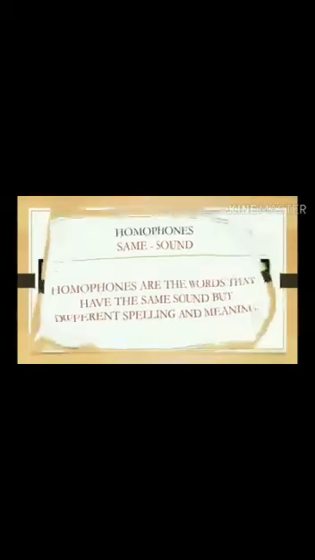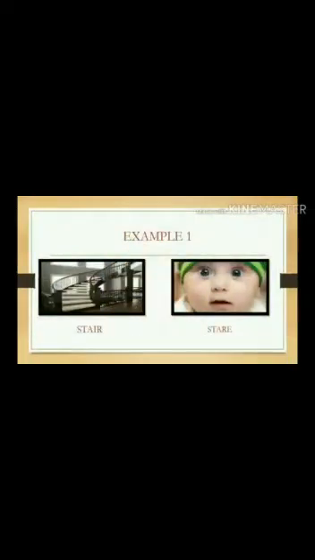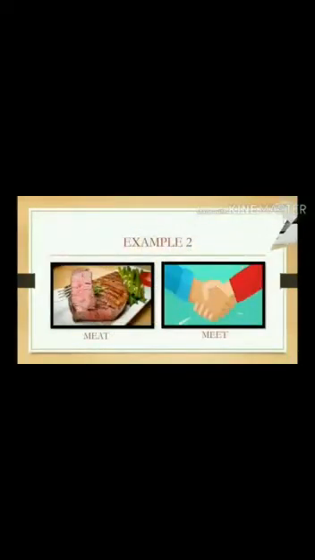So I have some examples with me. Example 1. On the left hand side, I have stair. Stair means a series of steps that lead us to the next level. On the right, I have stare. Stare means to look at something fixedly. Moving on with the next example. Example 2. On my left, I have meat. Meat is the flesh of an animal. And on my right, I have meet, which means to come together at an agreed time and place.